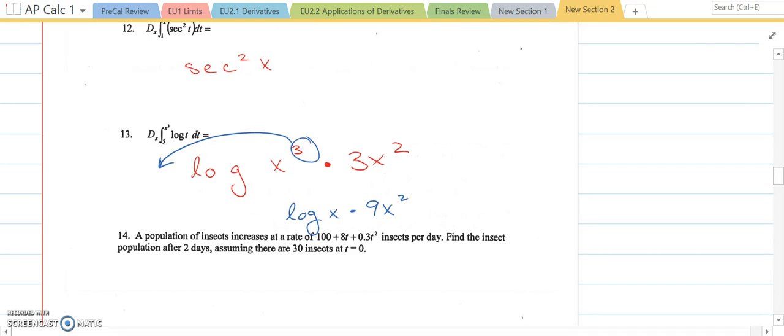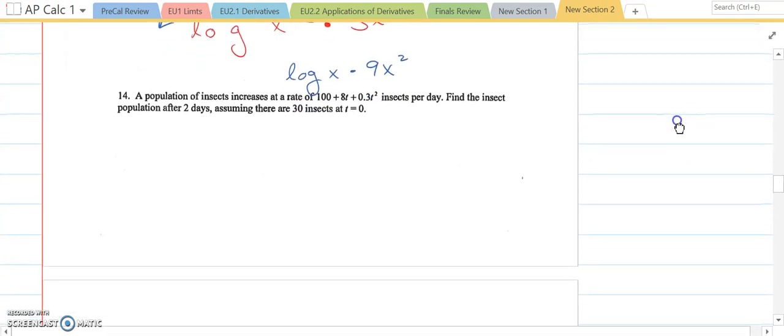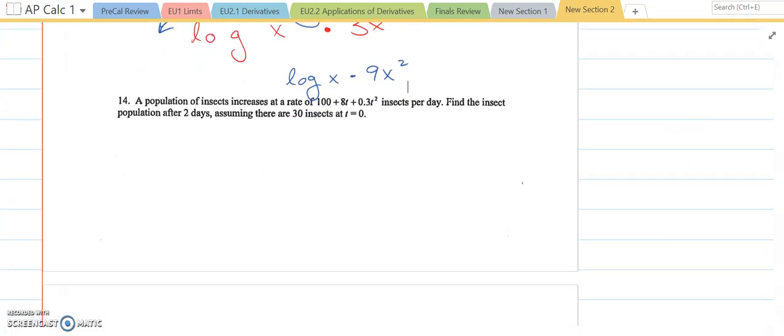Number 14, super important type of question. This is talking about accumulation. Accumulation, just like when snow falls, there might already be something on the ground, and so if we're going to accumulate, we need to account for that initial condition.